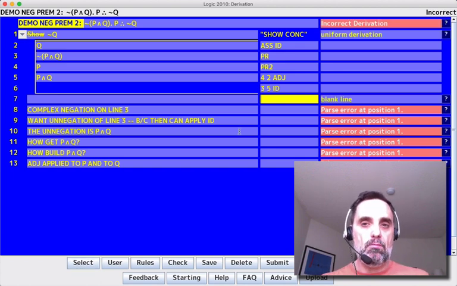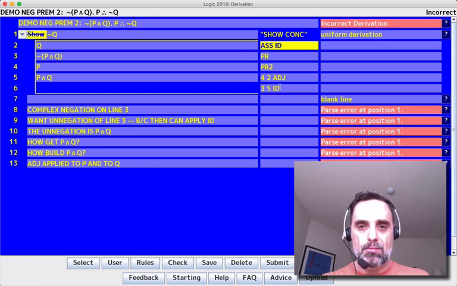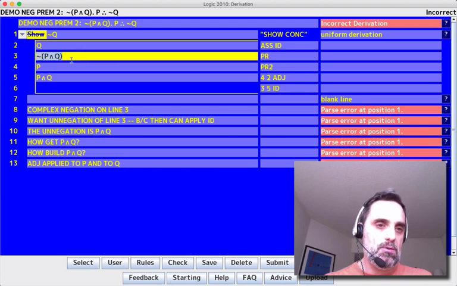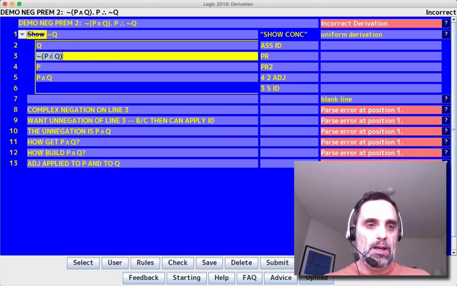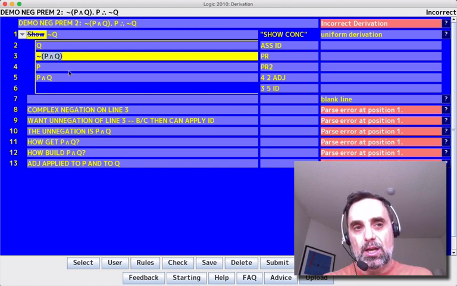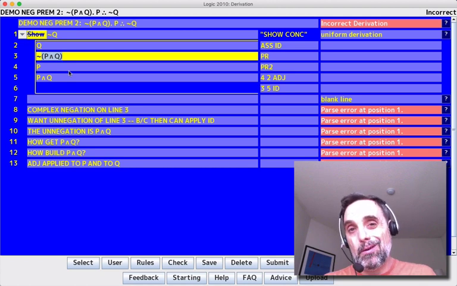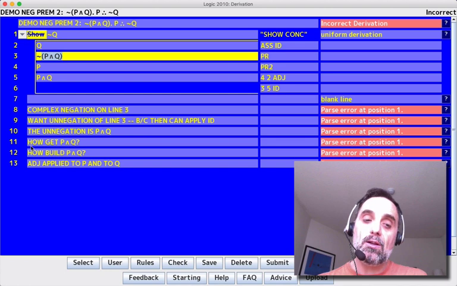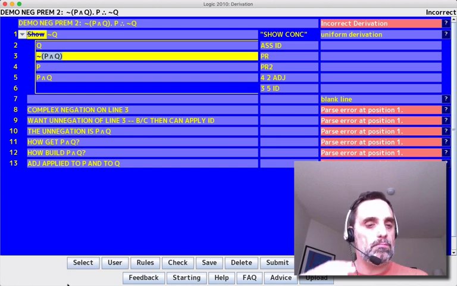Once we figured out, oh, well, I'm in indirect derivation land, I can apply ID. Well, so let me get the unnegation of this. I want the unnegation of that, and the unnegation of that is this. And how can I get this? Well, I can apply ADJ to P and Q, which I fortunately already have. So I'm done. So good. Hooray. Let's take a look at another problem.